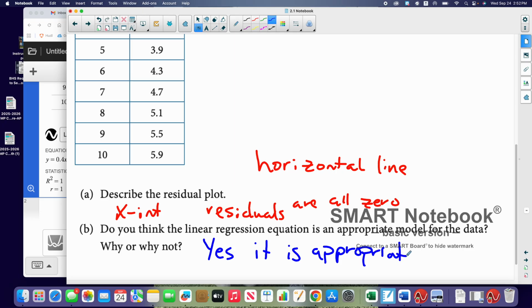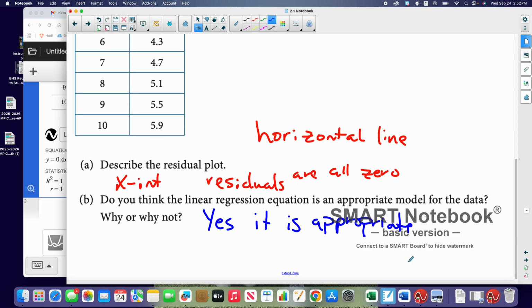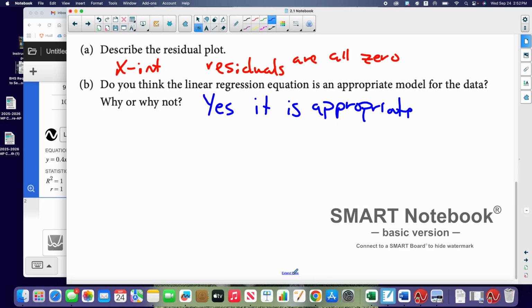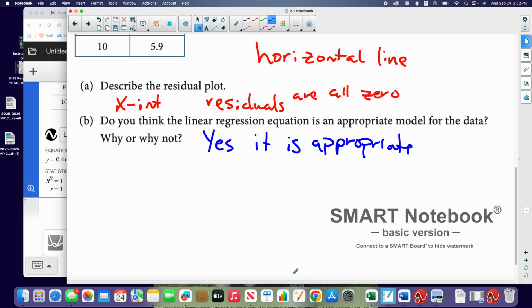Yes, it's appropriate. You could say all the residuals are 0, which means my model is predicting exactly what my actual is. So that's that there. Everybody all right with that one? Page 9. Good?